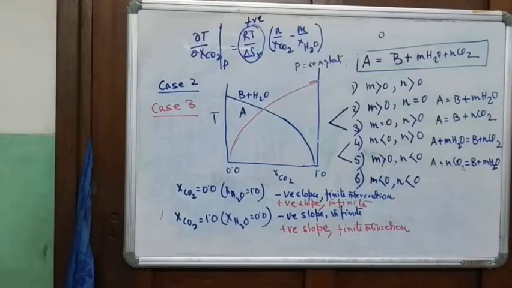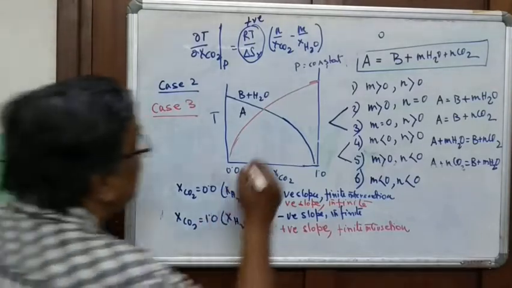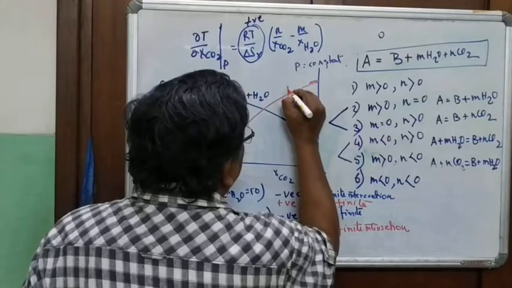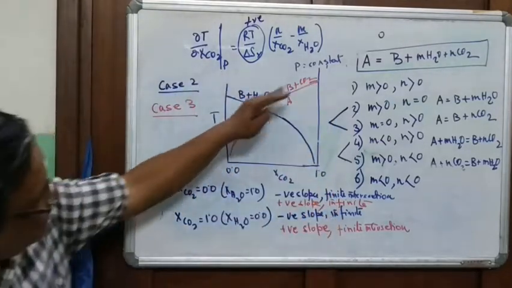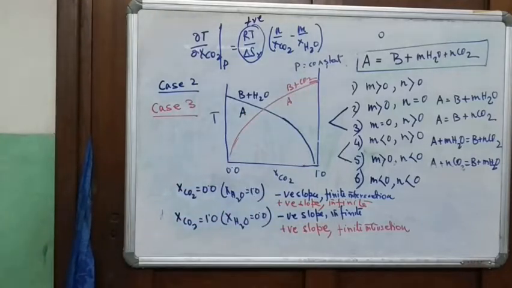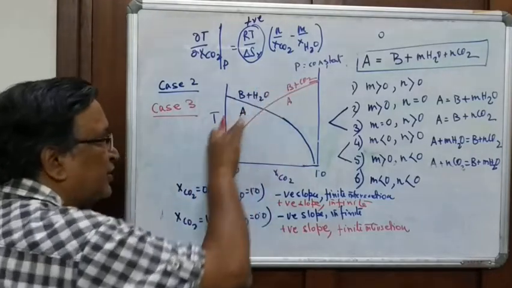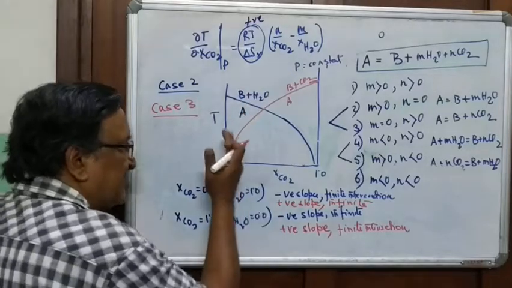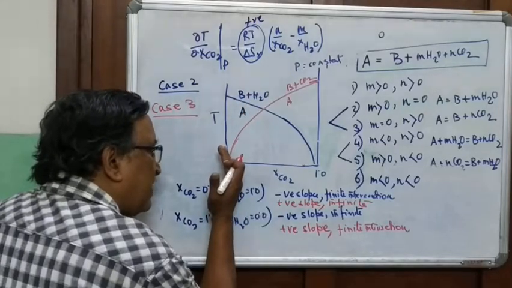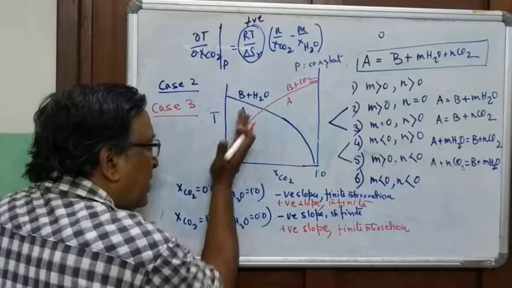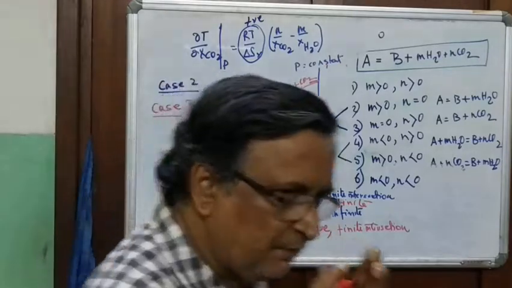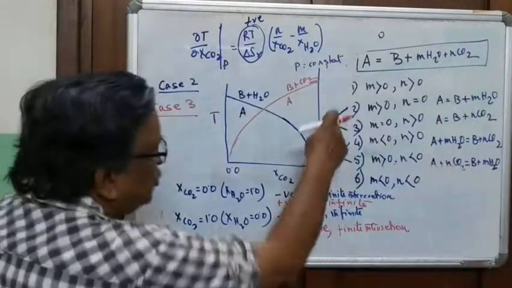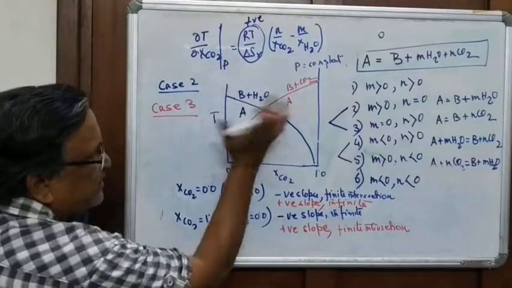And you will have A is equal to B plus CO2. So this will be A is equal to B plus CO2. This type of reaction, the slope would be like this. At xCO2 0.0, it will have an infinite positive slope, and at xCO2 equal to 1.0, it will have a finite but still positive slope. So case 2 and case 3 are just mirror images of each other.